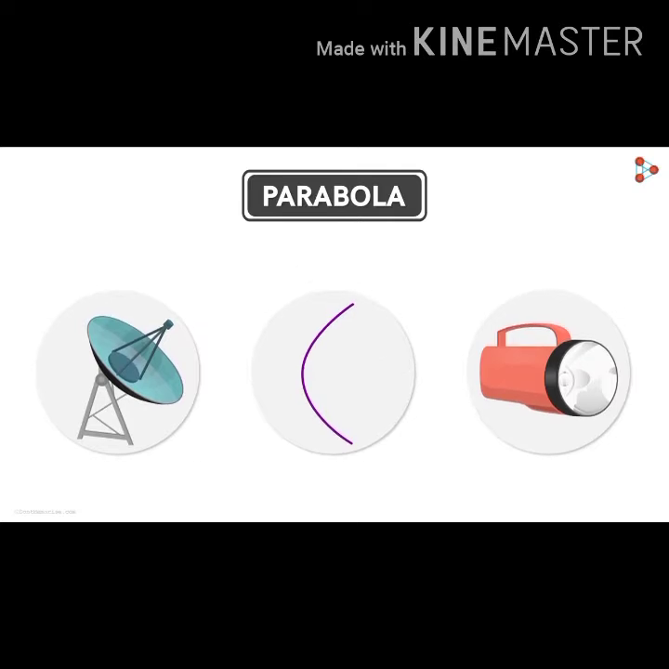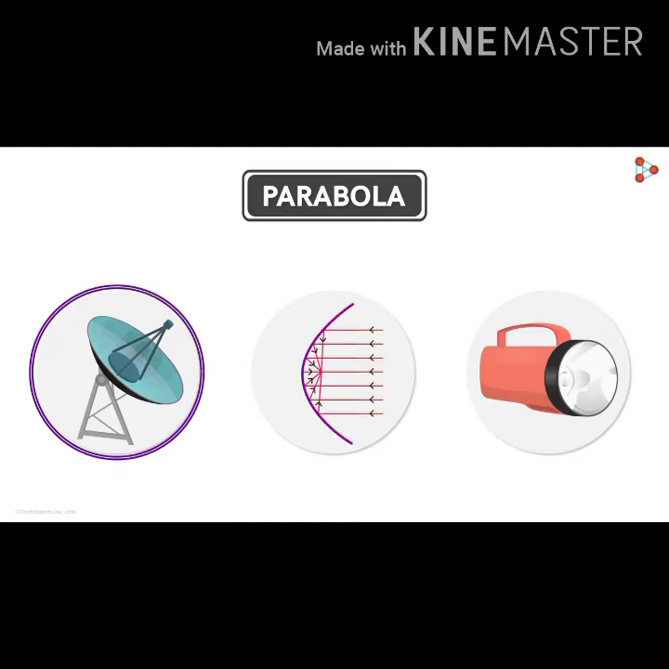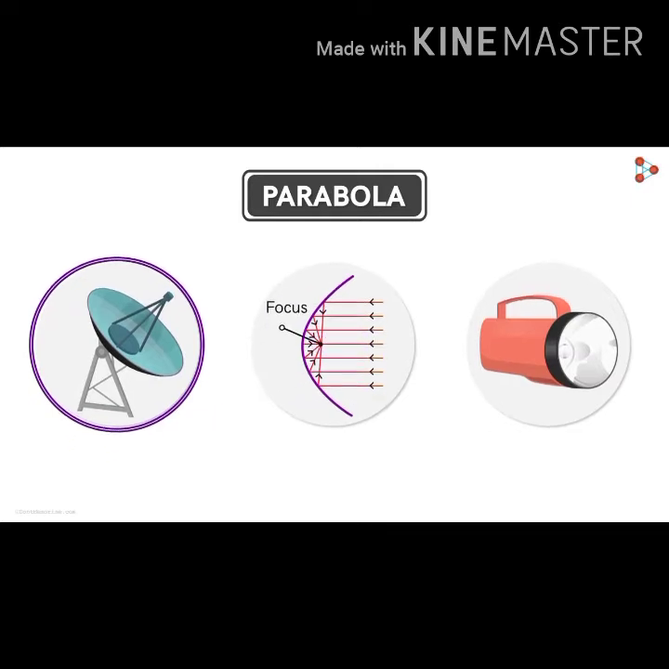Let us begin with understanding why a dish satellite or a mirror in the torch is parabolic in shape. In the case of this satellite, due to the parabolic shape, all the incoming signals falling on the dish are reflected towards a single point. This is where the receiver is placed. The parabolic shape helps in concentrating all the signals at a single point. Such a point for a parabola is called the focus, and every parabola has a focus point. And this is what makes a parabola so useful.